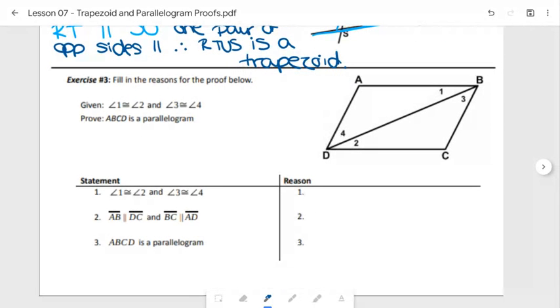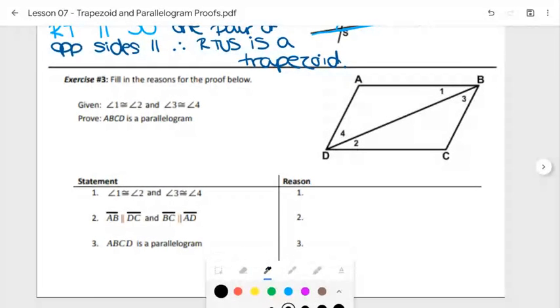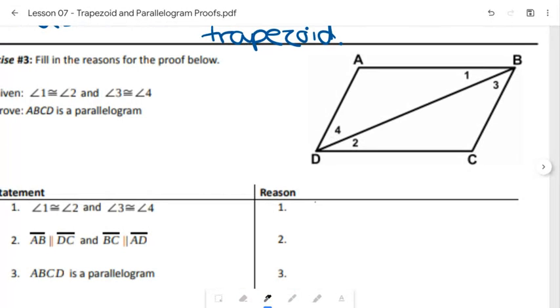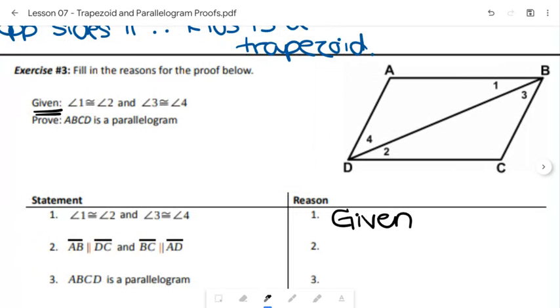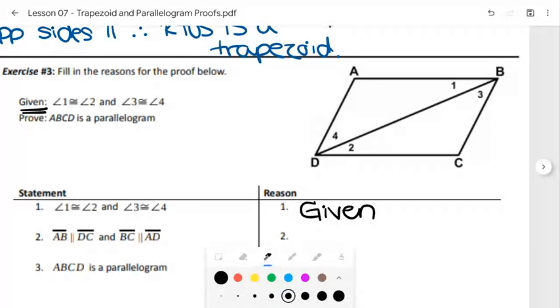So, as a reminder, no matter what happens when we're doing statement reason, your first reason should be the given information, right? I was told right here that angle 1 is congruent to angle 2, and angle 3 is congruent to angle 4. So I need to use that. So that's my first statement, that's my given. So I'm going to go investigate that a little further.